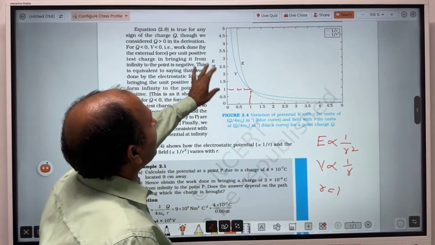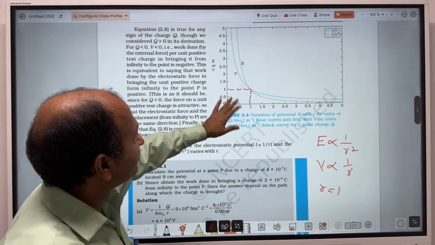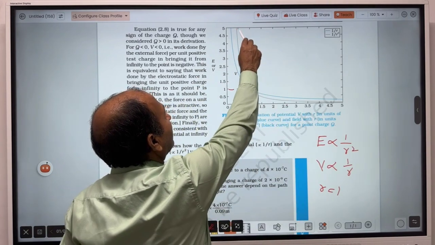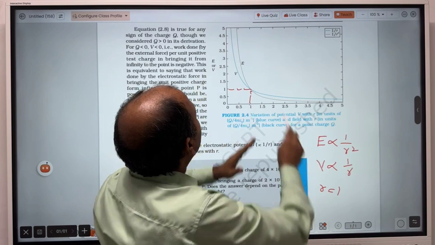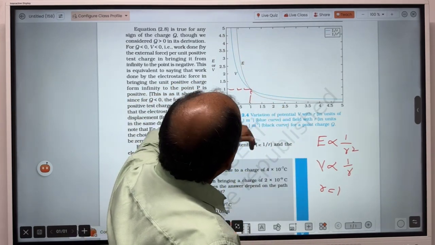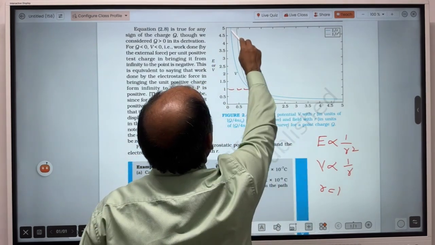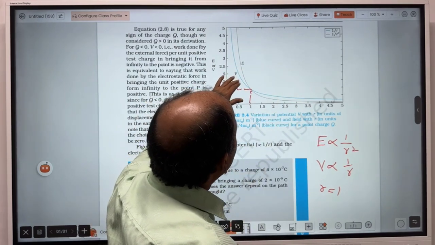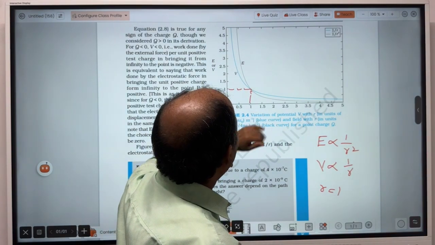When R becomes 1, then the magnitude of E and V becomes the same. But if you observe the decrease of E in this E versus R graph, earlier its value was larger, it is decreasing sharply, and at this point you see that the graph of E goes below the graph of V. Here this is the graph of V. So the decrease of V is lesser than the decrease of E with respect to R.